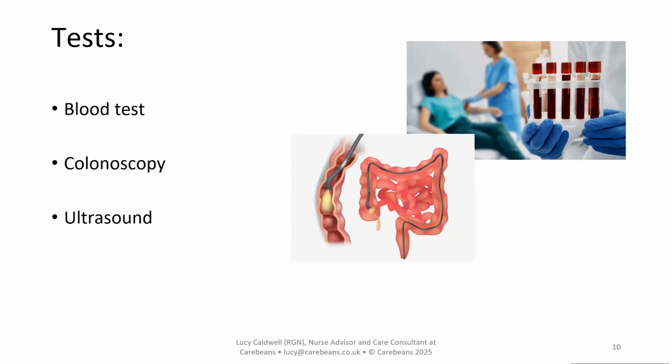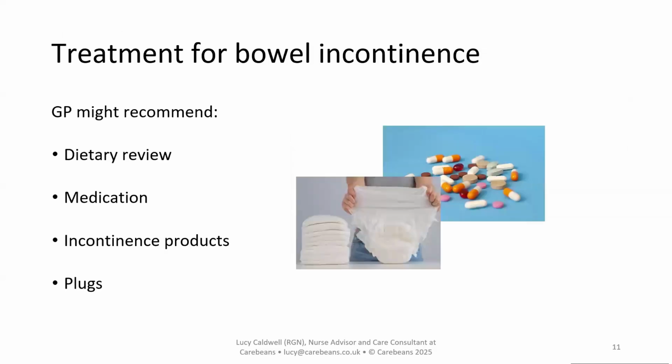So if we now look at treatment, there's various treatments for bowel incontinence, and it all depends on what's causing the symptoms and how severe they are. But a few treatments we're just going to look at now. So the GP might recommend a dietary review, just to see what that person is eating and drinking as well. And they may suggest changes to diets, tweaks to diets, increase in certain foods, decrease in certain foods. We'll look at that a bit further on as well.